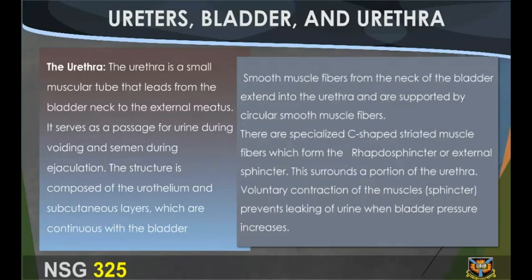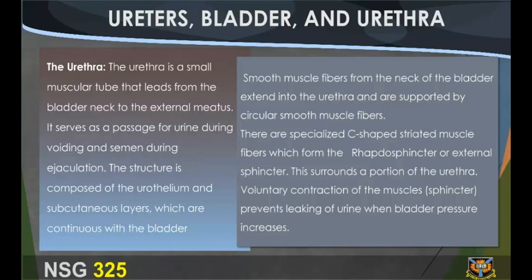The urethra. The urethra is a small muscular tube that leads from the bladder neck to the external meatus. It serves as a passage for urine during voiding and semen during ejaculation. The structure is composed of the urothelium and cutaneous layers which are continuous with the bladder.